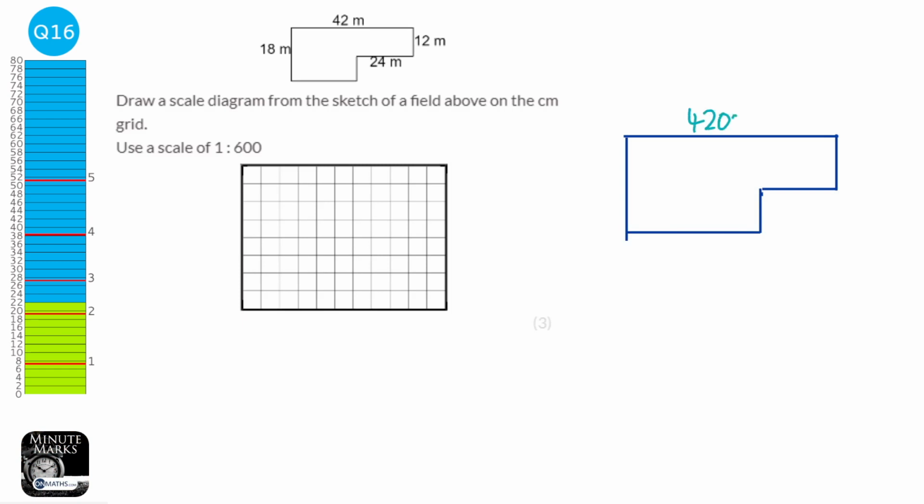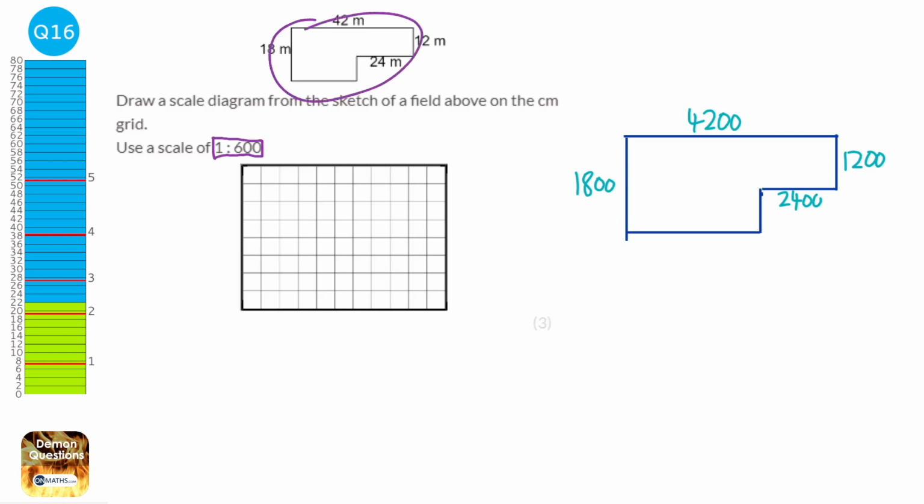So we've got 4,200, 1,200, 2,400, and 1,800. And next I'm going to convert them into what the scale says they're going to be in our diagram. So a scale of 1 to 600 means 600 in real life, and this diagram is showing the real life situation, is 1 on our diagram.